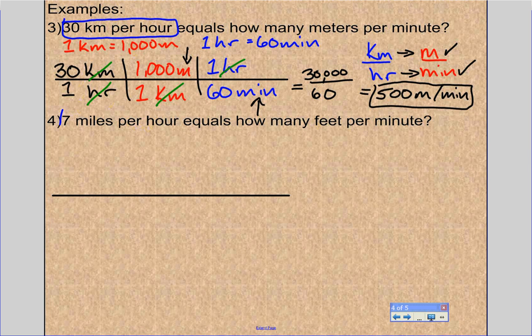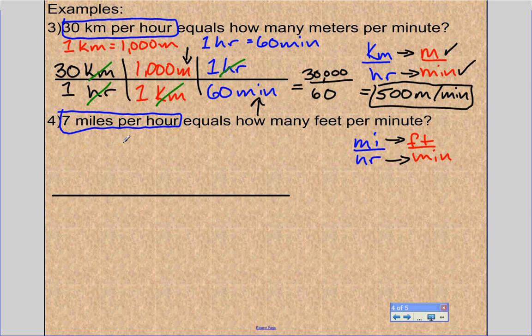I'm starting with 7 miles per hour, and I'm going to feet per minute. So again, I'm just going to write it out here so you can see it. Miles per hour. I'm going to feet per minute. So you can see I need to convert the miles to feet and the hours to minutes. Started off the same way. Write down what you were given.